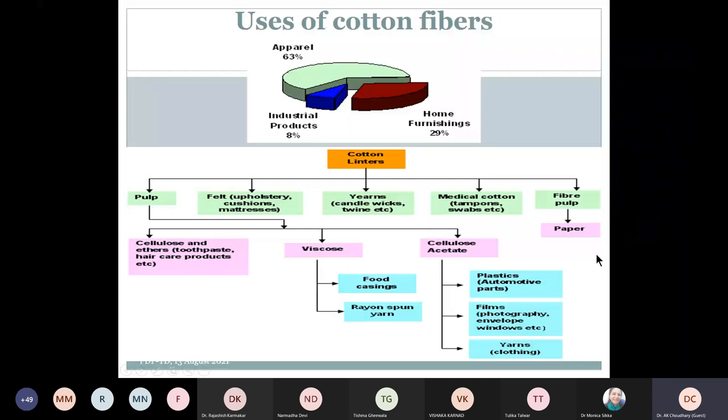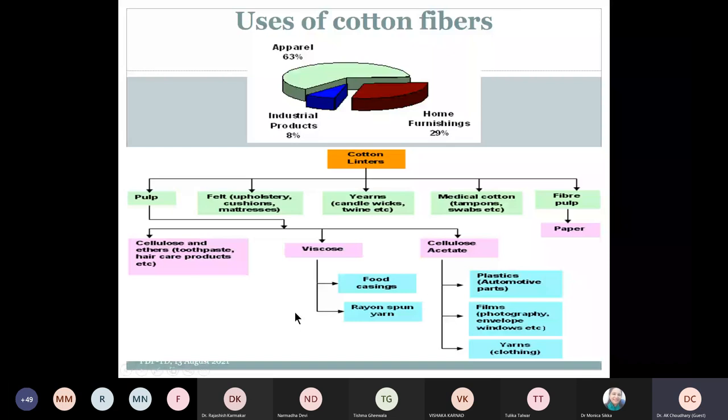So viscose fiber is also developed and regenerated from cotton waste, especially the cotton linters. Cotton linters means cotton waste. So these are the applications of cotton linters, and the overall application of good grade cottons in terms of apparel and home furnishing. So these two, apparel and home furnishing, are the main domains for the application of cotton fibers.